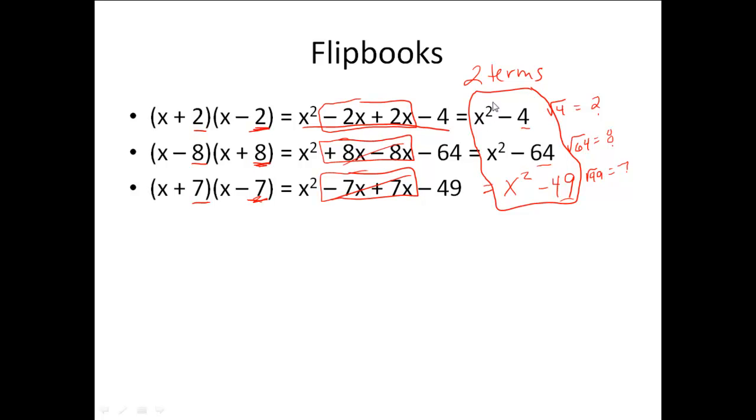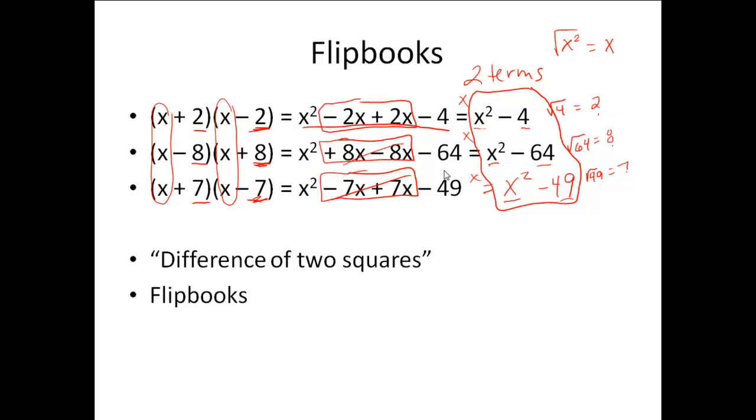The other thing that's special about them is the x squareds are all perfect squares, because the square root of x squared would just give me an x. So for each one of these, I would have an x, an x, and an x. Notice that that's the first part of what I have in my parentheses. So this is a special pattern for factoring, and it's called the difference of two squares.